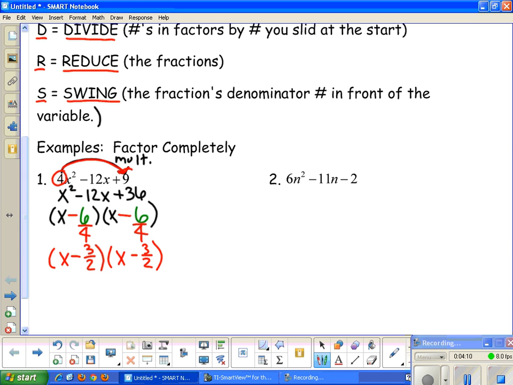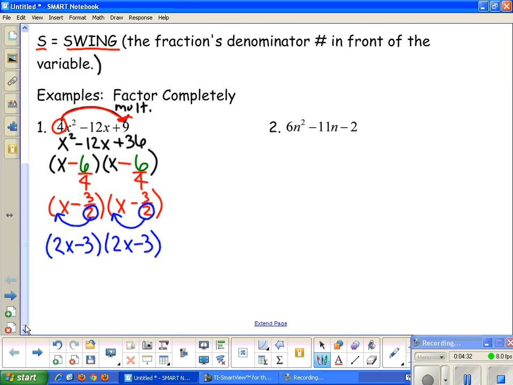Well, now, we don't like to leave our answer like this because we don't like fractions there. So the last thing I need to do is, if I have a number that's in my denominator, like right here, that number is going to swing and go in front of your x. So then that becomes 2x minus 3 times 2x minus 3. Since there are two of them, we can actually write this as a binomial squared, which would be 2x minus 3 quantity squared. And this right here would be my factored form for this equation.